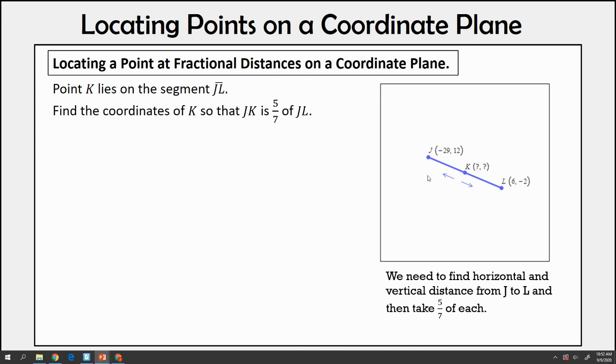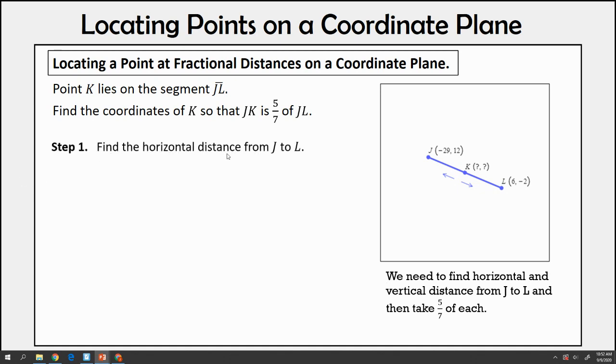So we're going to do the problem in two parts, so to speak. We're going to find the horizontal distance from J to L, if I were to move from J on a horizontal line to where L would meet it. And then I want to find the vertical distance from J to L, if I were to come straight down from J to where L would be located. Then I'm going to use the horizontal and vertical to make my adjustments to find the position of K. I'm going to take 5/7 of those distances. Okay, so let's take a look.